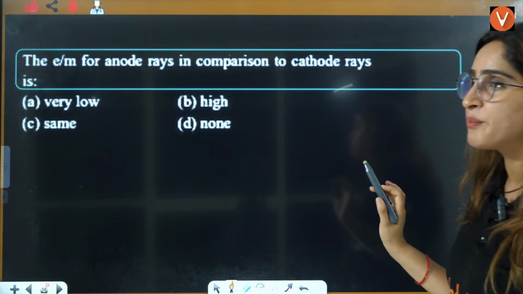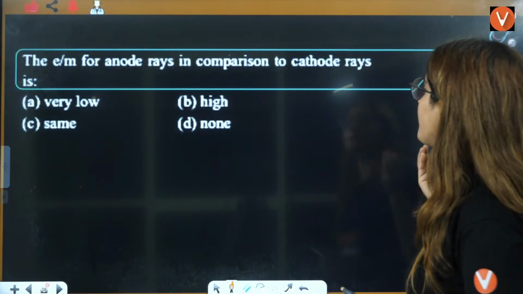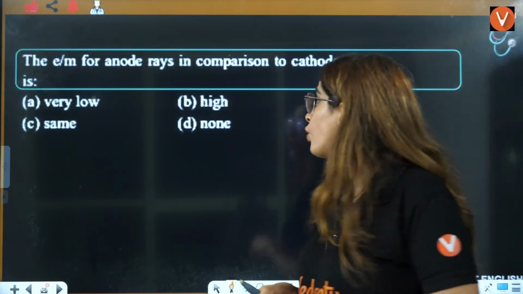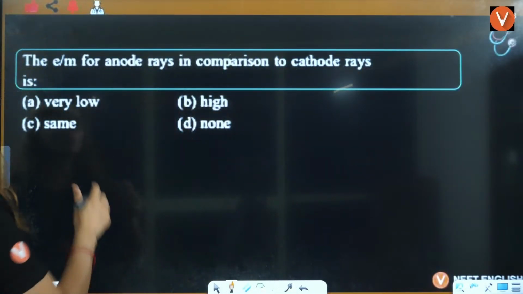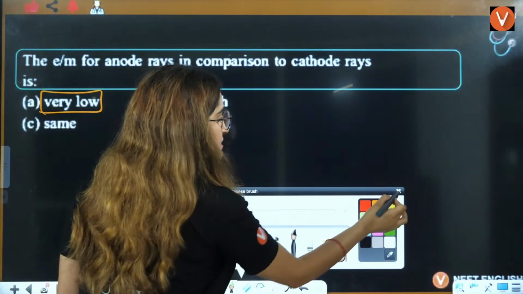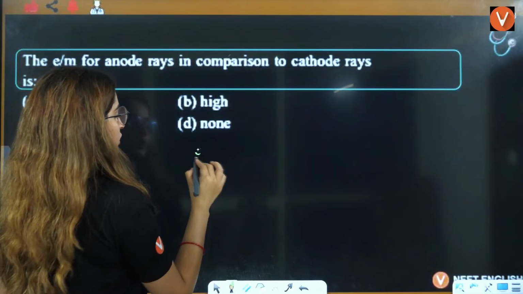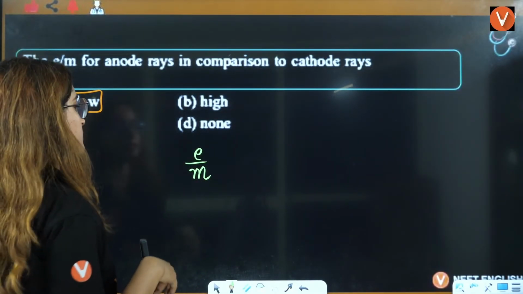So this is a very important question. The e by m ratio of anode ray in comparison to cathode ray is very low, high, same, or none? So the answer, as you have also seen, is that it is very low. Now I'll tell you why it is very low. See, the e by m ratio of anode rays, they are saying in comparison to cathode rays.